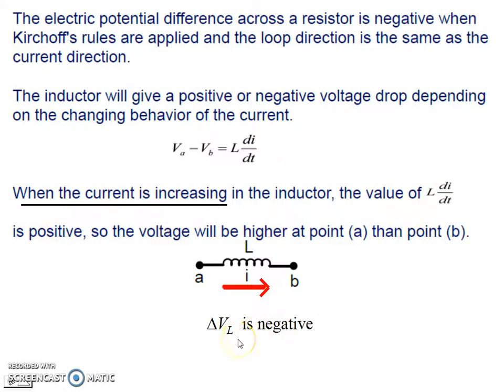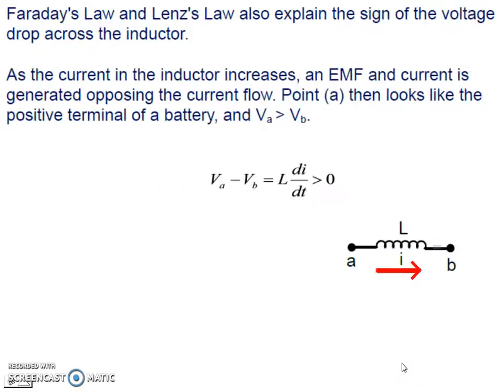So delta VL then is negative. Why are we saying delta VL is negative? Well, because when we do delta VL, the potential difference, we do VB minus VA. This is written as VA minus VB, right? This is at the high potential, this is a low potential, so going this way, we're going down in potential. That is a potential drop, a voltage drop across this inductor when the current is increasing.